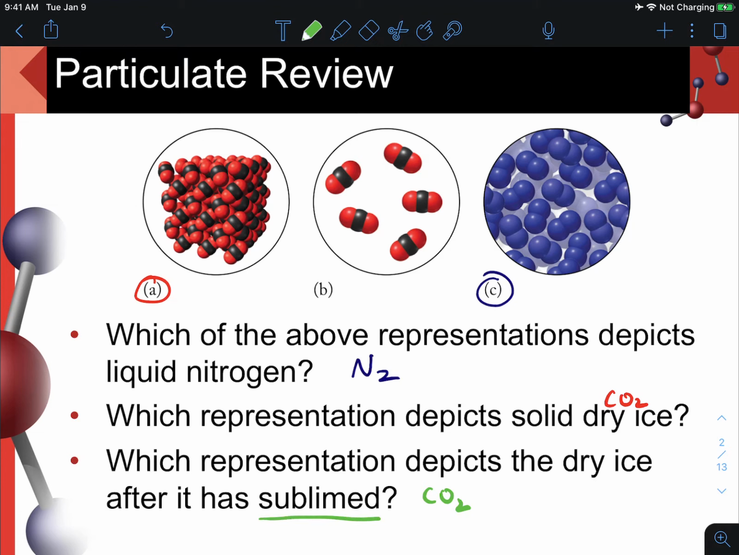So you'd be looking for a gas, and once again, you've got two oxygens bound to a carbon. Carbon's usually black, oxygen's usually red, nitrogen's usually yellow. So that's what you're looking for in these representations. So this would be the sublimed CO2.